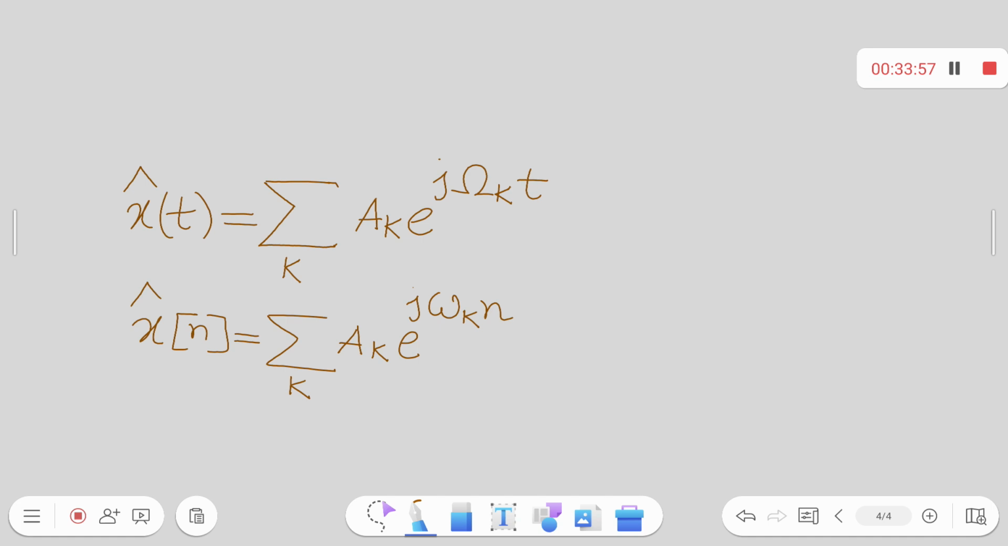Now, suppose x of t is a periodic signal, and the period is given by, say, capital T. Capital T is the period. Now the question is whether this type of representation is able to represent the signal properly or not. That can be judged on a criterion, known as the mean square error criterion. What is that mean square error? So I would like to find out the MSE criterion.